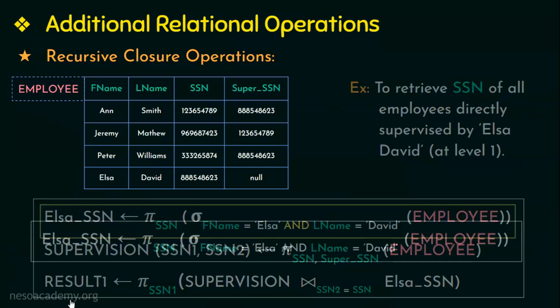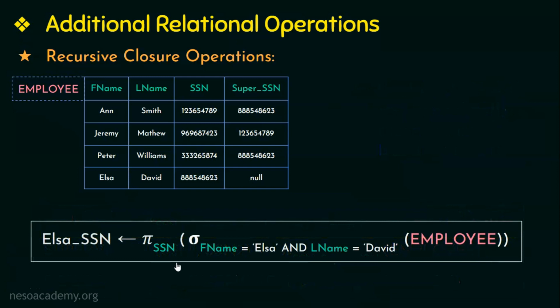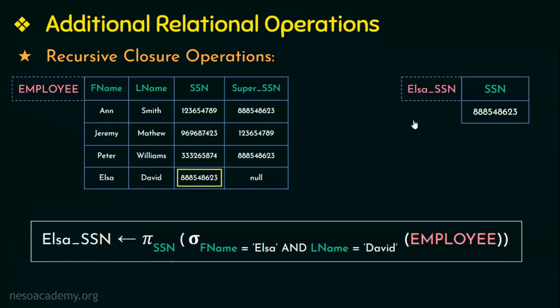Taking the first step. In this step, first we need to select the tuple with F name as Elsa and L name as David from this relation employee. And then from the selected tuple, we project only the SSN of the employee and store it in this relation. So as discussed, first the tuple with F name as Elsa and L name as David is selected, and then from this selected tuple, only the SSN is displayed or projected, and its result is stored in Elsa SSN. So this relation contains the SSN of the supervisor Elsa David.